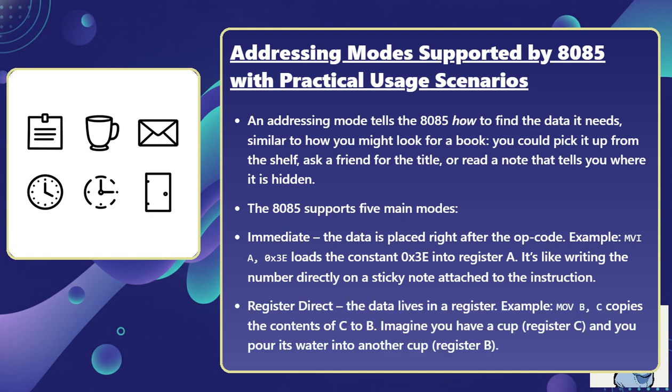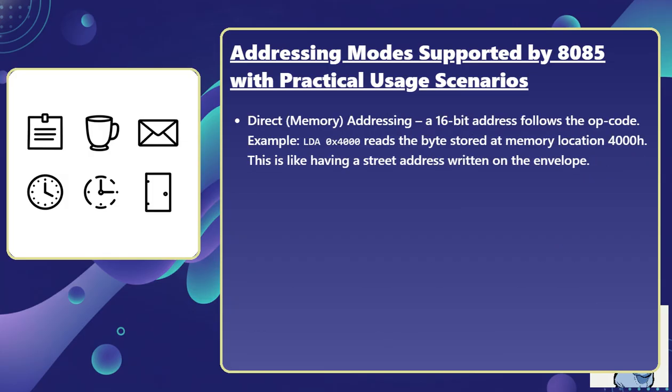Register direct: the data lives in a register. Example: MOV B,C copies the contents of C to B. Imagine you have a cup, register C, and you pour its water into another cup, register B. Direct memory addressing: a 16-bit address follows the opcode. Example: LDA 0x4000 reads the byte stored at memory location 0x4000. This is like having a street address written on the envelope.